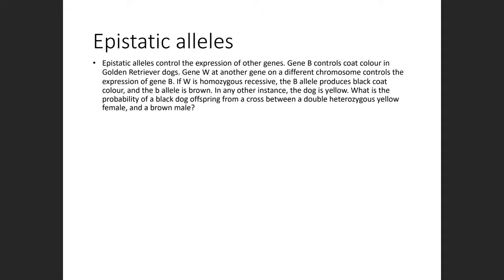So in this particular question, for example, epistatic alleles control the expression of other genes. Gene B controls coat color in golden retriever dogs. Gene W, a different gene on another chromosome, controls the expression of gene B. It's always a good idea, when you're looking at a big blob of text like that, to take a scrap of paper and write little notes to the side. Write out: gene B controls coat color, gene W controls gene B.